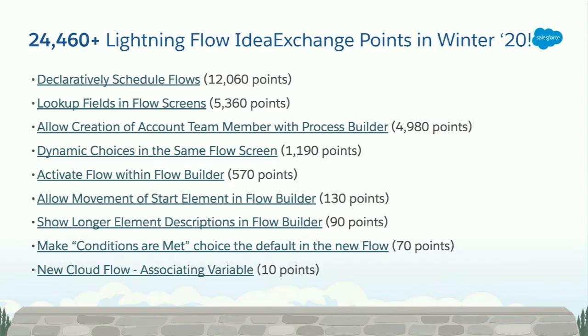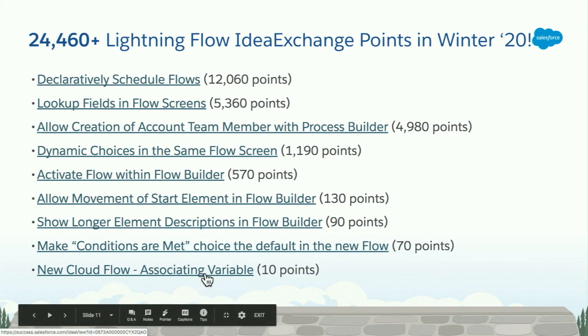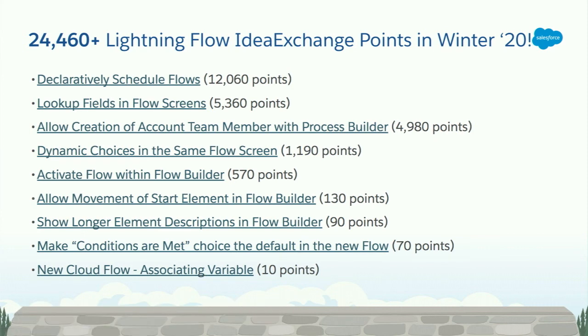And then the last thing I would like to highlight is Idea Exchange. We delivered almost 25,000 points in Winter '20, which is actually pretty amazing. Most of these I talked about. I just want to mention this last one, new resource automatically associated variable. It only has 10 points, but every time I talk to people, they mention this one to me. This is the one where when you create a new resource, it doesn't show up in the picker automatically. You have to go and select it. Well, now it automatically shows up in the picker and you don't have to select it. So somehow it only has 10 votes, but everyone is constantly telling me that they want it fixed. So it's fixed. Yay!